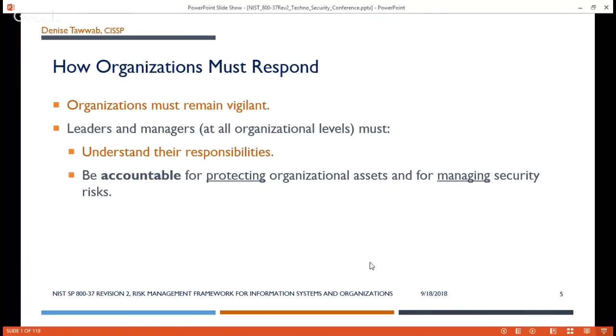So we must respond by being vigilant. And at all levels of the organization, leaders and managers have to understand their responsibilities and be accountable for protecting the assets and for managing the security risk that falls under their leadership.